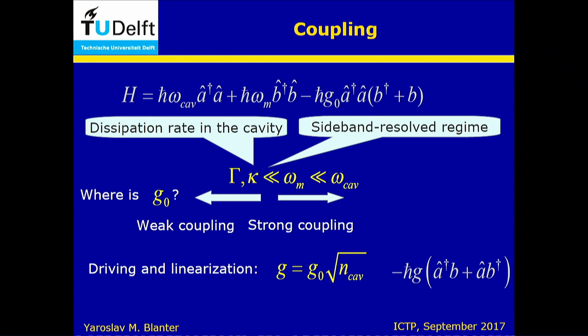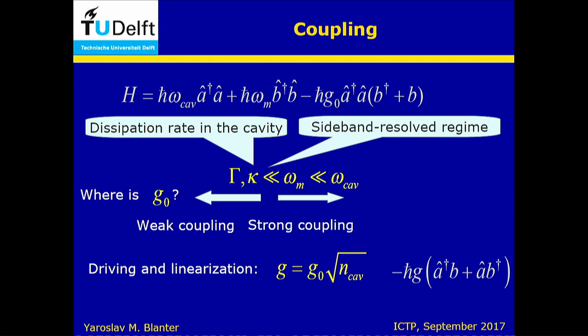And John already explained in quite some detail what it means. Basically, if we generate sidebands of mechanical motion, and the distance between those sidebands is the mechanical frequency, but the width of each of them is kappa, so if we are in this situation, then they are resolved. You can just see them separately. If you are in the opposite situation, you cannot resolve them, you just see them as one peak and cannot do it.